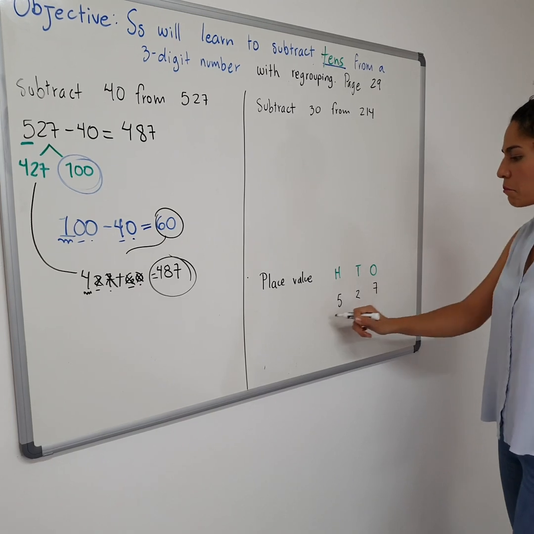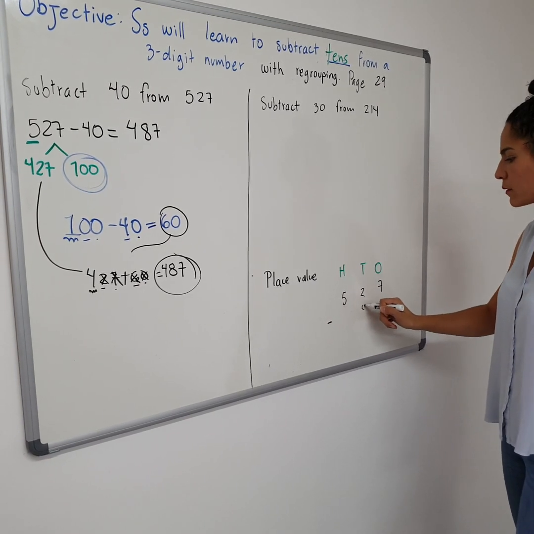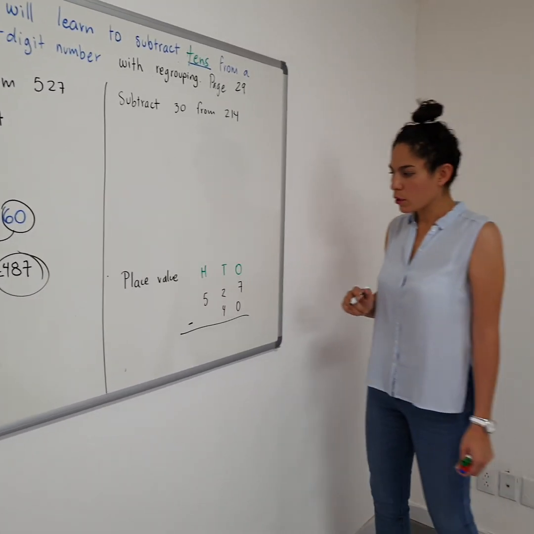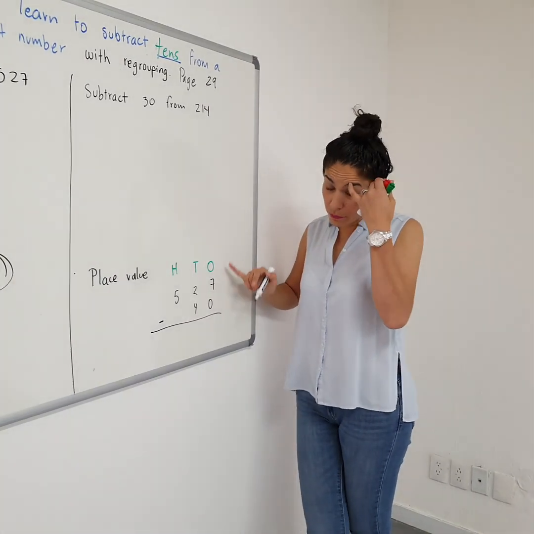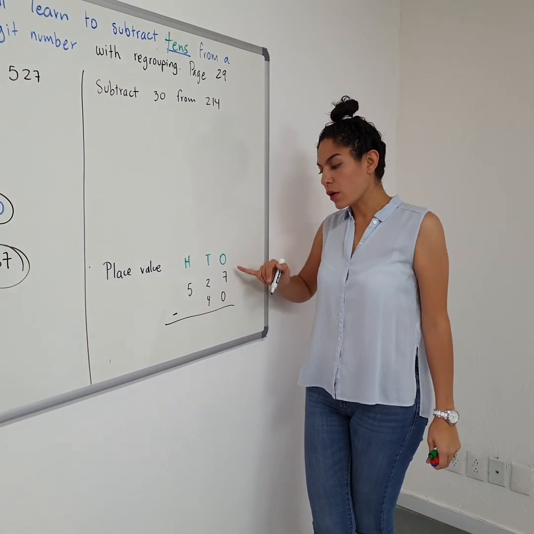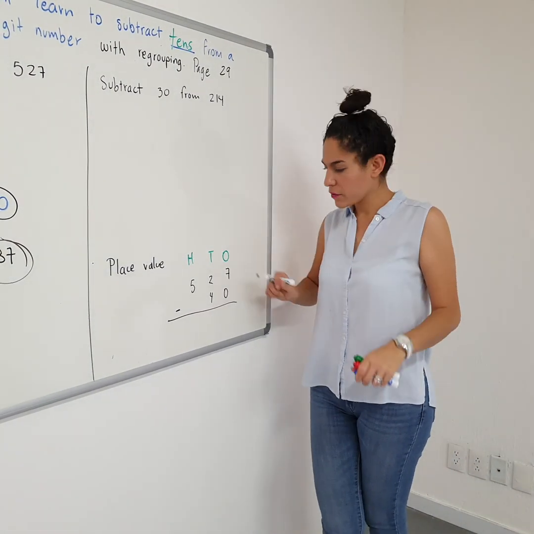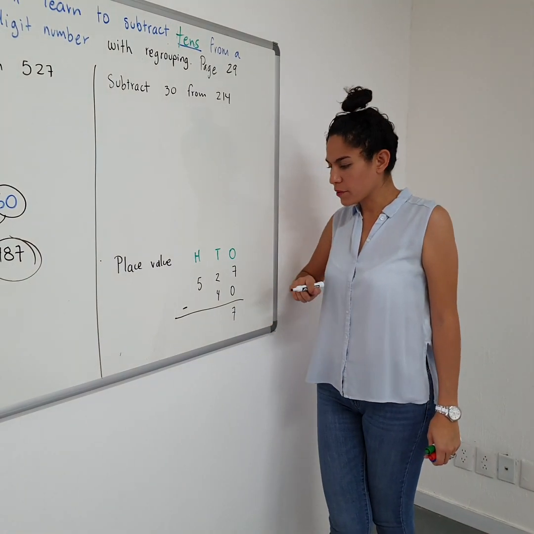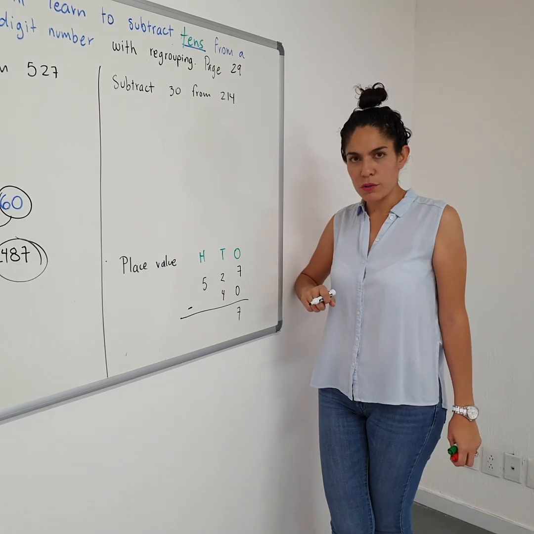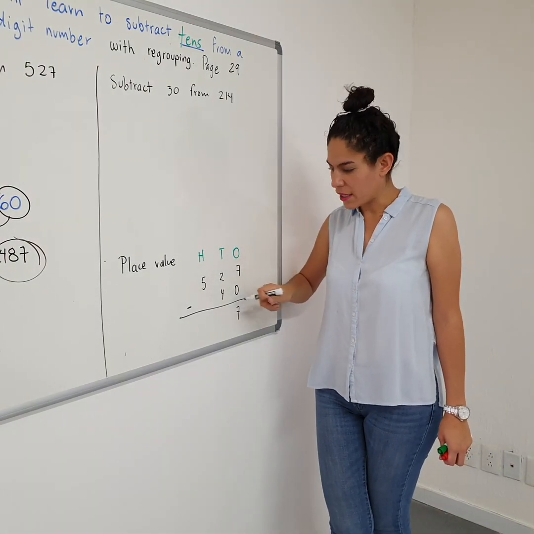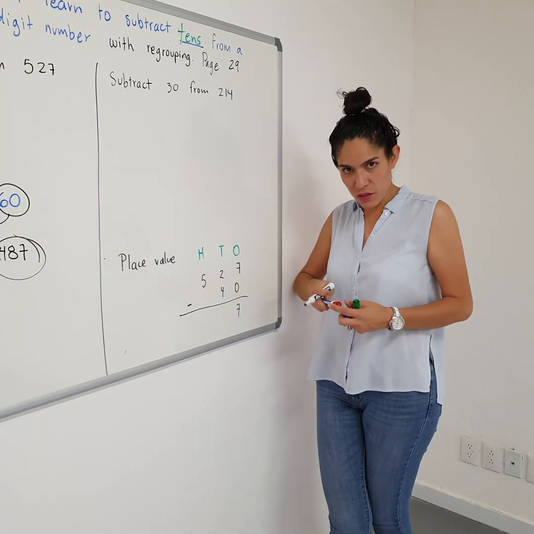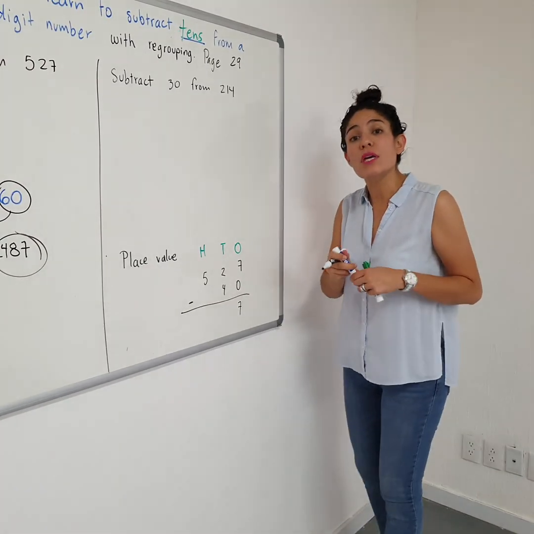527 minus 40. Remember, okay? Always from the bottom to the top. So we start at the bottom. Can I take 0 away from 7? Yes, it remains as a number 7. Now the second part. Can I take 4 away from the number 2? I can't. So I need to regroup.